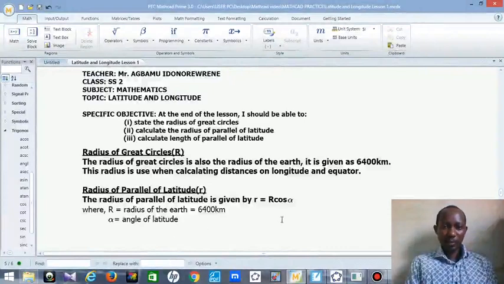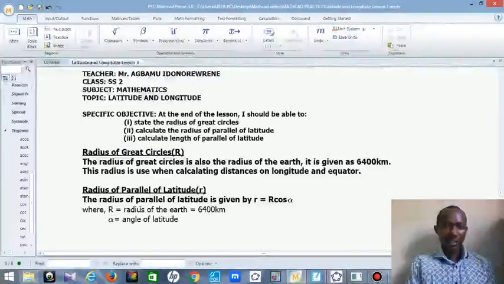So this is where I want us to pay attention. Though the formula is direct, the radius of parallel of latitude is given by, we use small letter r to represent the radius of parallel of latitude, and it's usually given as capital R, which is the radius of the great circle, or radius of equator, times cos alpha. So this alpha is the latitude. You can see what it means here.